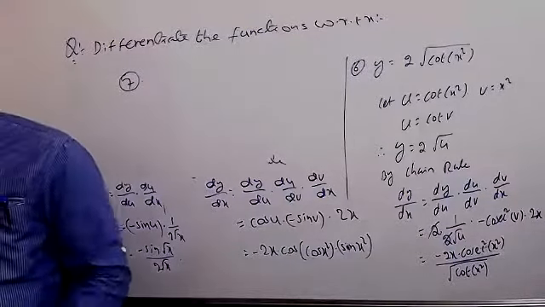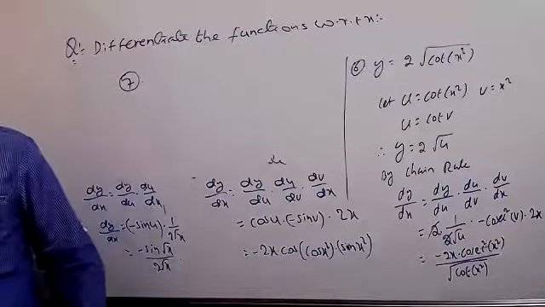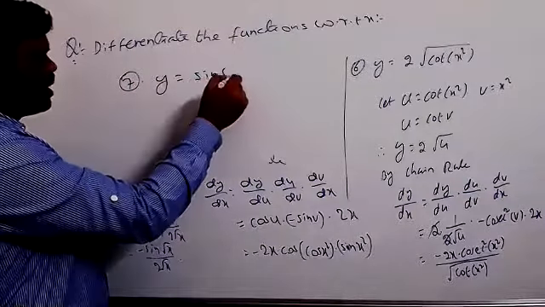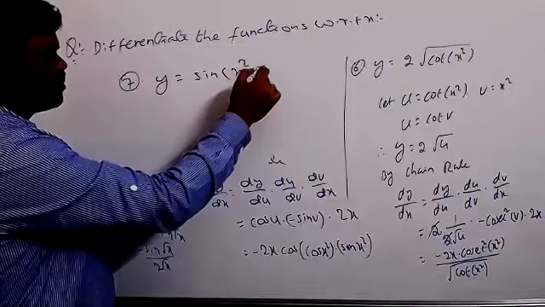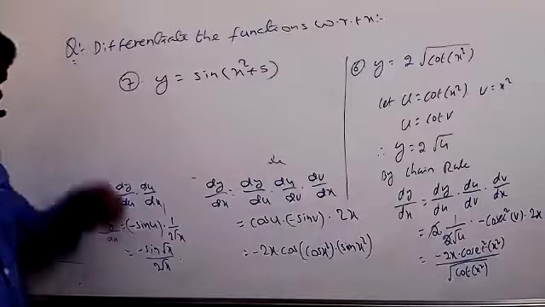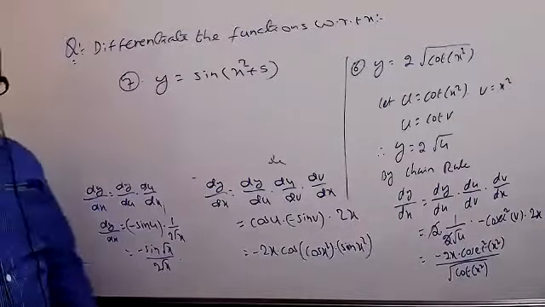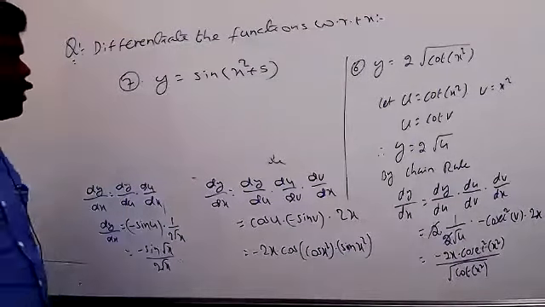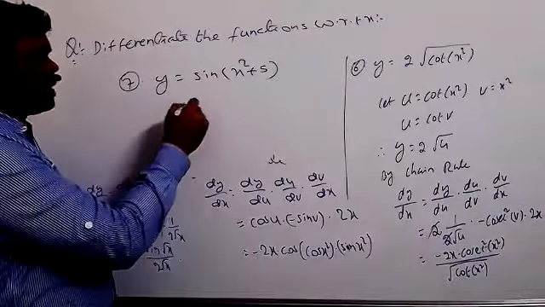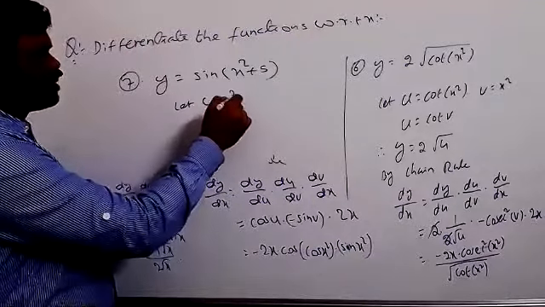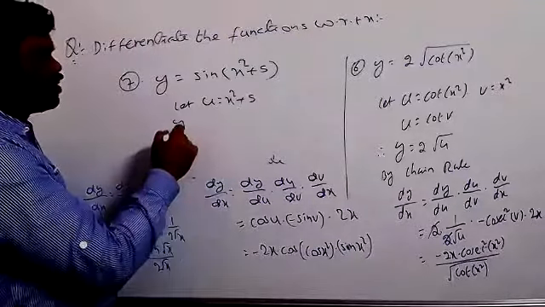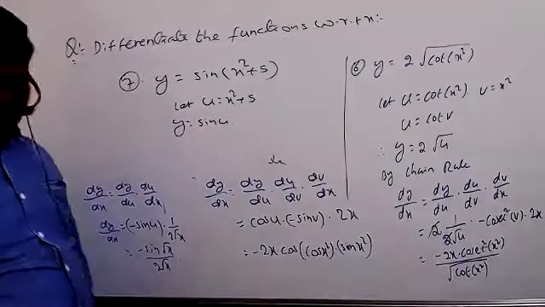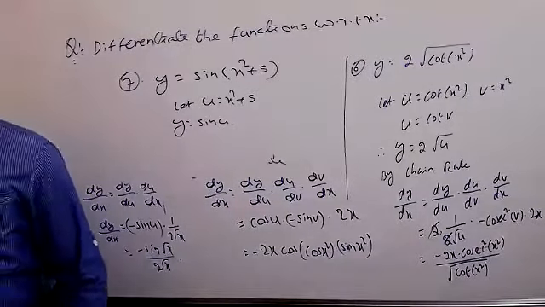Seventh question. y equal to sine of x square plus 5. It's very easy, but you can do it by the chain rule. So take the same thing: let u equal to x square plus 5. That means y equals sine u. Now we can find it by the chain rule.